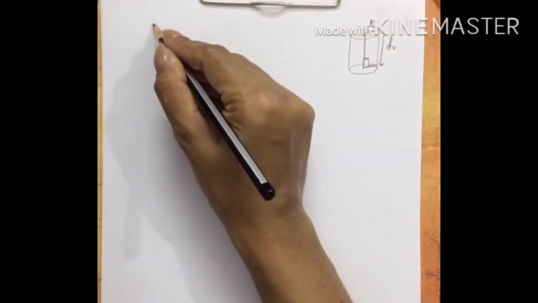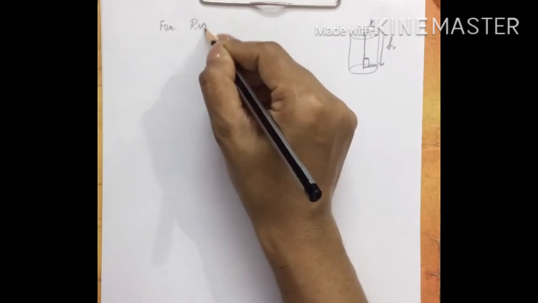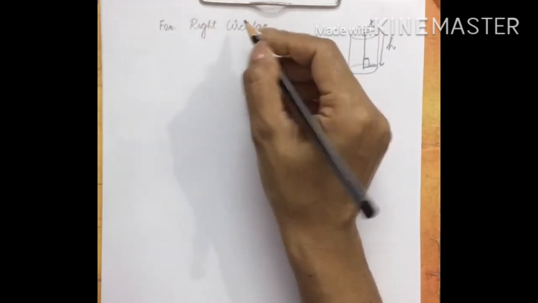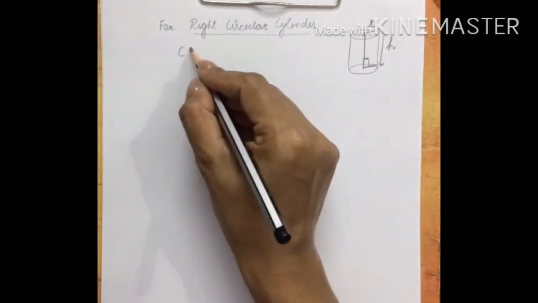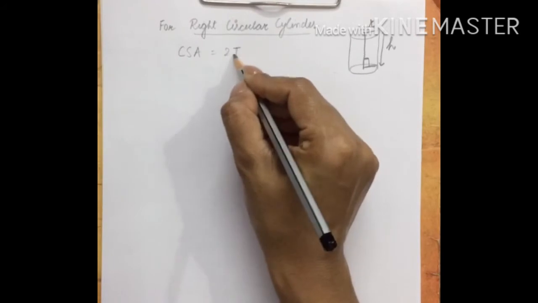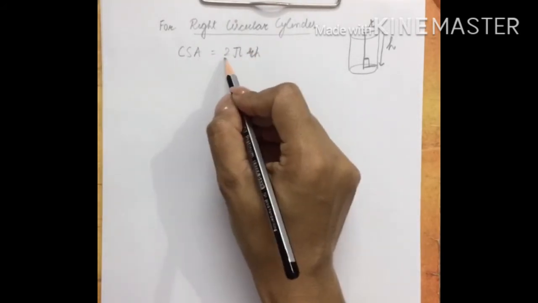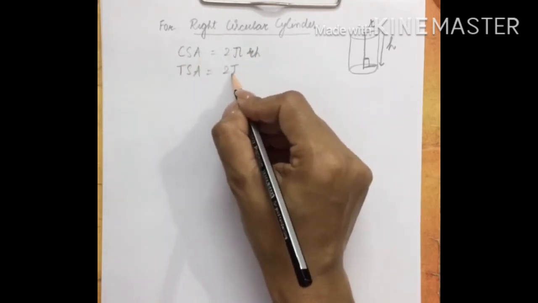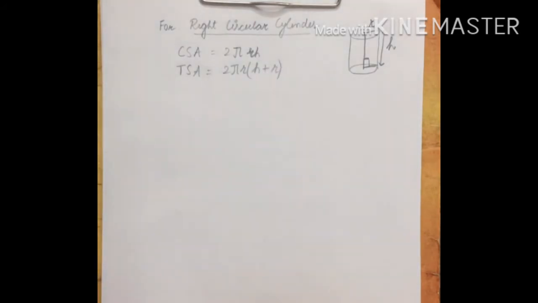So we have obtained the relations for a right circular cylinder. The curved surface area and the total surface area are respectively given by these formulae. Curved surface area equals 2 pi rh, and the total surface area is given as 2 pi r into h plus r. Now let us proceed with the exercise.